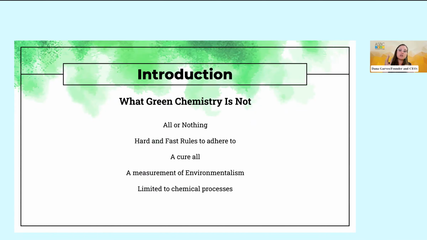What green chemistry is not is all or nothing. If you are able to use just one green chemistry principle in your laboratory, that is a huge success for you, for your budget, for the environment. But if you are unable to use all 12 principles, that's okay. It doesn't mean you're a failure, right? These are not hard and fast rules that you need to adhere to. These are guidelines that help you slowly take baby steps to a more environmentally friendly laboratory, right?